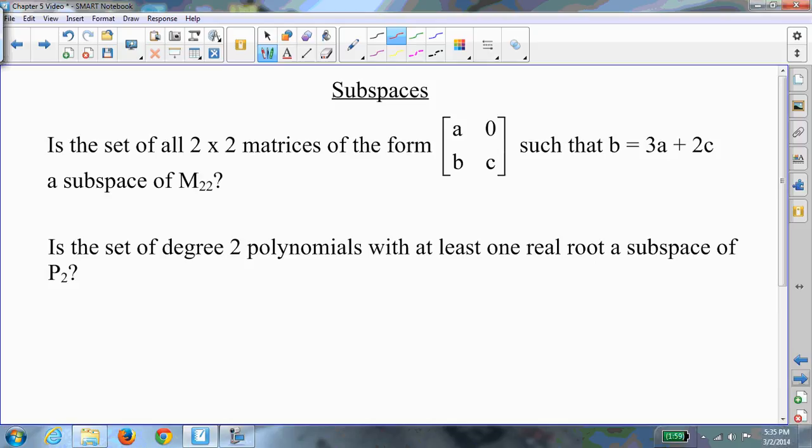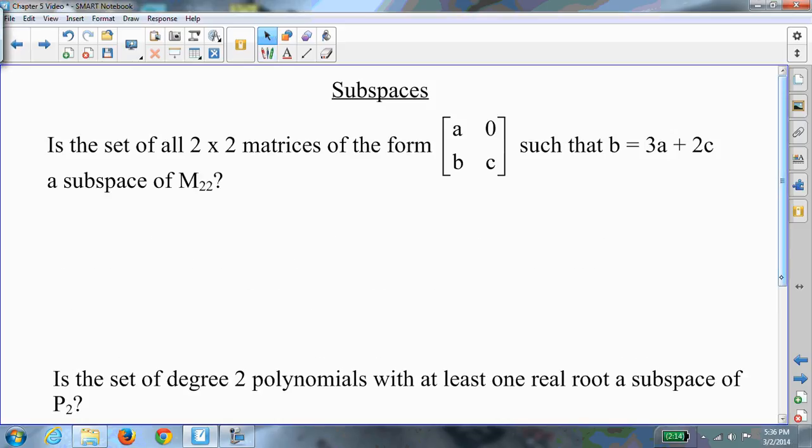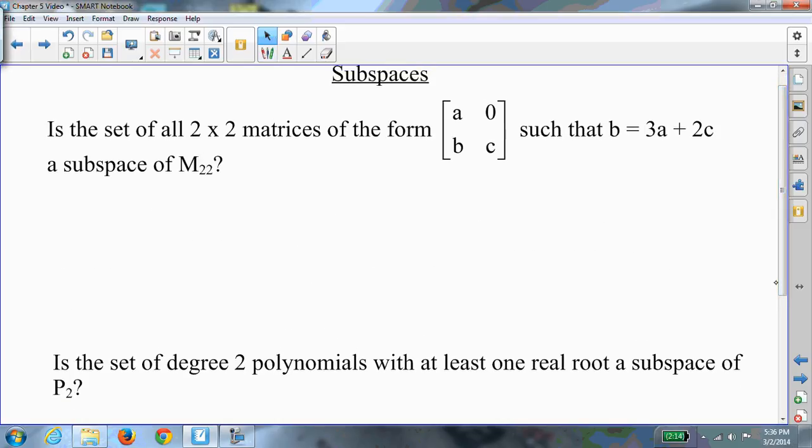Alright. Subspaces are basically subcategories of vector spaces. You want to make sure all the properties apply. So distributive, identity, additive inverse, all of those should be applicable already. But because it is a subset, the most important thing you want to check is that it is actually closed in that system. So for example, in this first one here, the set of all 2 by 2 matrices of the form [A 0; B C], such that B equals 3A plus 2C, is still a subspace of M22.